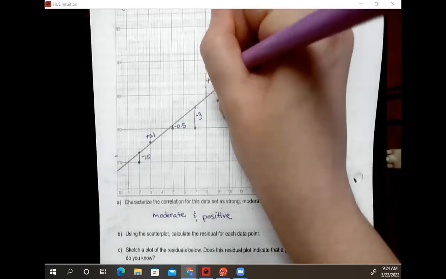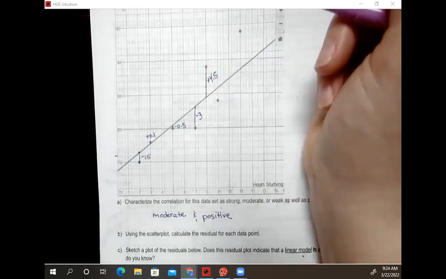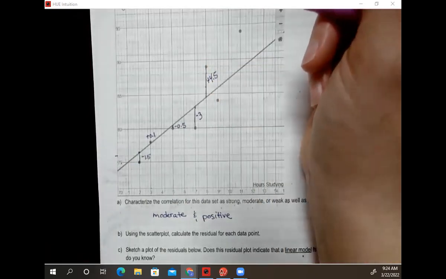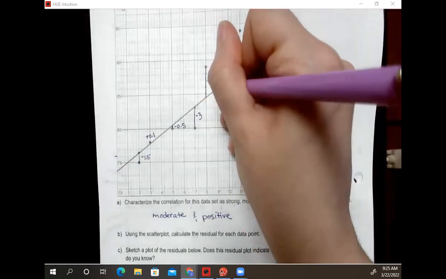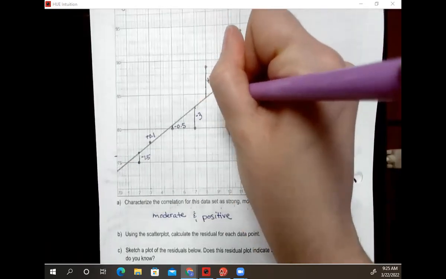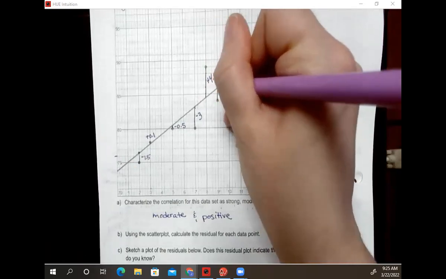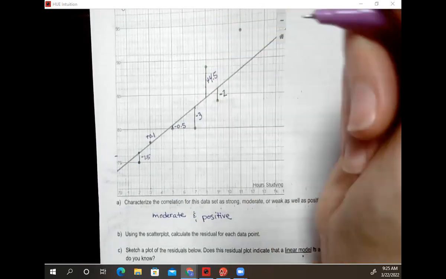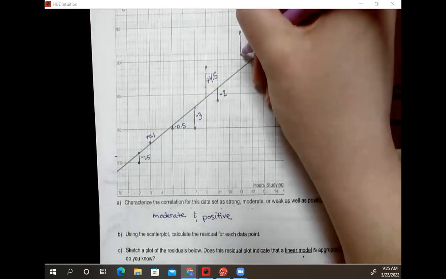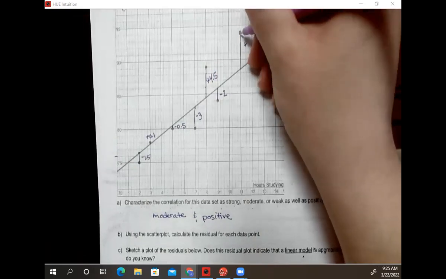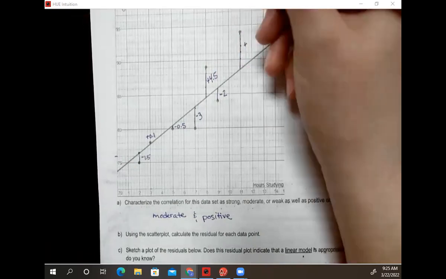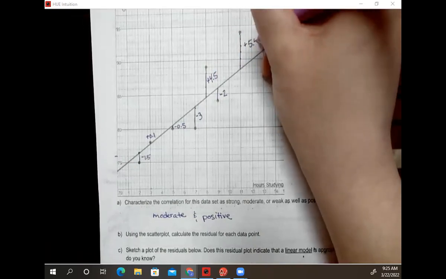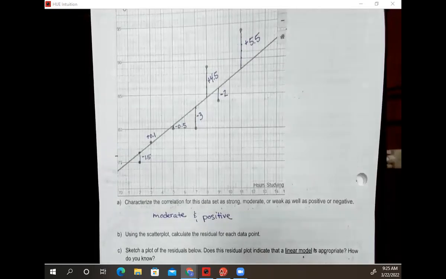I'll say there's some estimating here. If you're choosing values slightly off of mine, that's okay. If you said this was negative 3.1, that's okay. And then here we're below, so this would be negative 2 about. And then for our last point, we're above, so this would be positive, and 1, 2, 3, 4, 5.5. So there are my residuals from the graph.